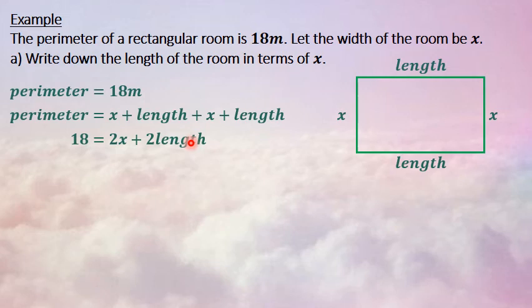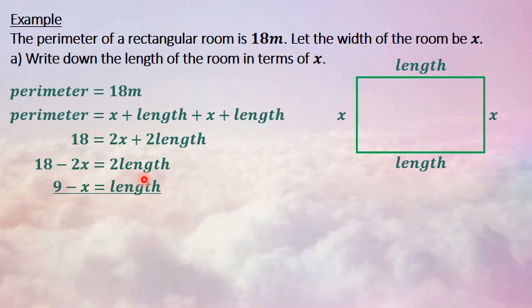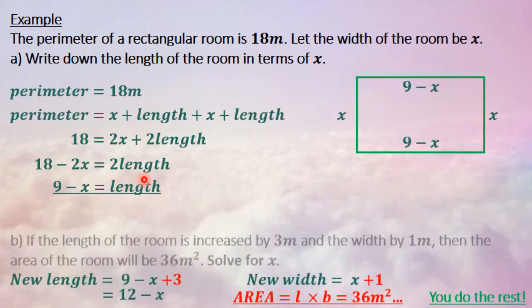Now let's get 2 length all by itself by taking 2x over, and I don't want 2 length as my answer. I want length all by itself. How do we get rid of a multiply by 2? We divide every single term by 2. So length in terms of x is just 9 minus x. So instead of length, I can write 9 minus x there on my sketch.